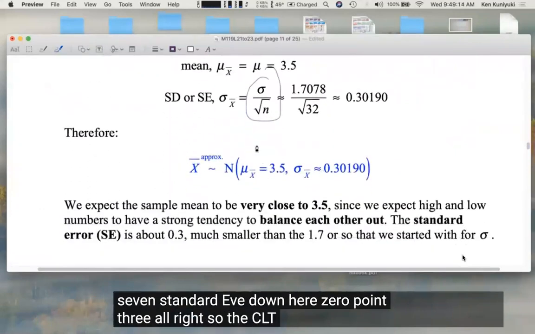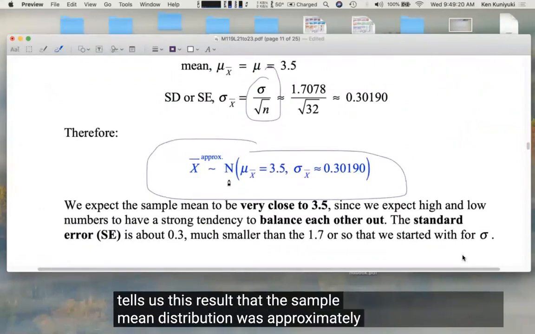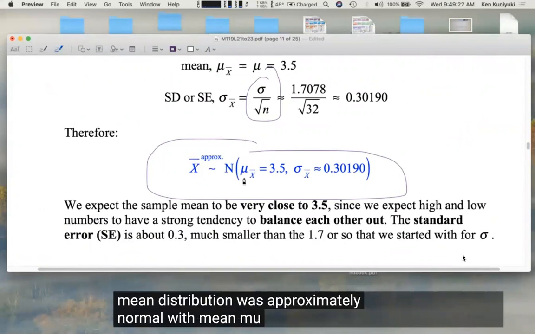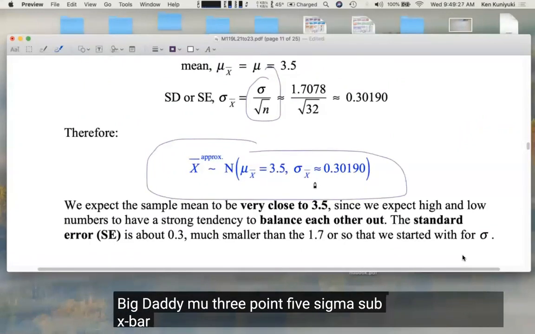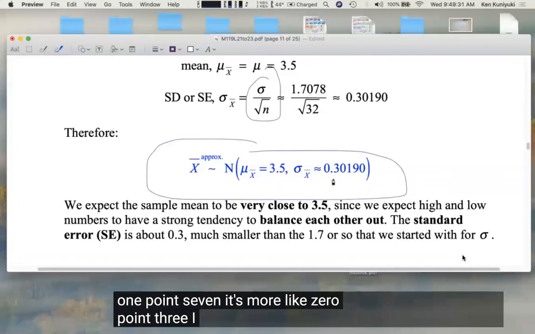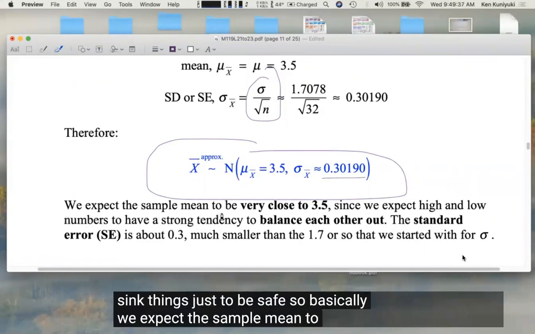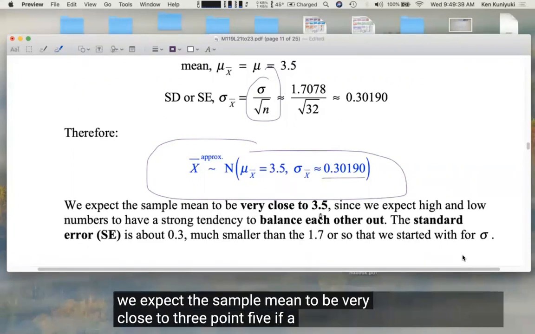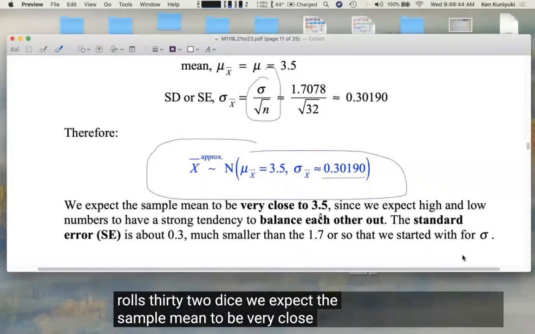All right, so the CLT for means tells us this result, that the sample mean distribution was approximately normal, with mean mu sub x bar, same as Big Daddy mu, 3.5. Sigma sub x bar is not Big Daddy sigma, it's not 1.7, it's more like 0.3. I like to write out 5 sig figs just to be safe. So basically, if a machine rolls 32 dice, we expect the sample mean to be very close to 3.5.